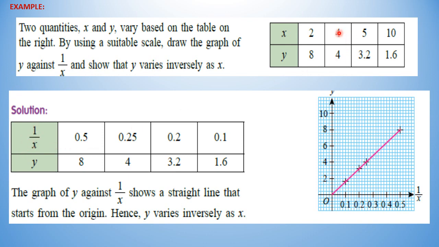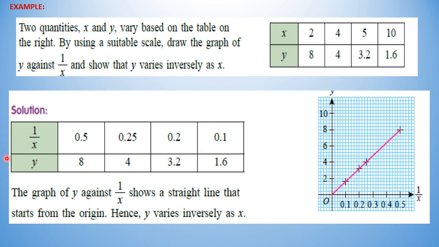And then the second column is 4, so 1 divided by 4, you get 0.25. And then the third column, 5: 1 divided by 5, you get 0.2. And then the last one, 10: 1 divided by 10, you get 0.1. And then y remains the same, so you just copy down the value of y from here.